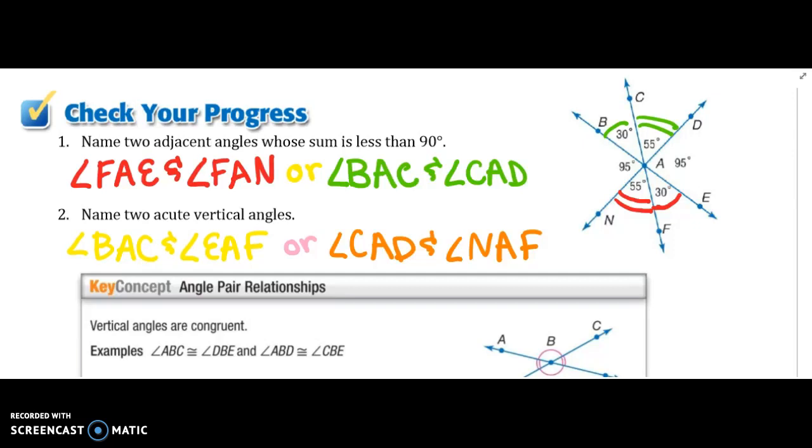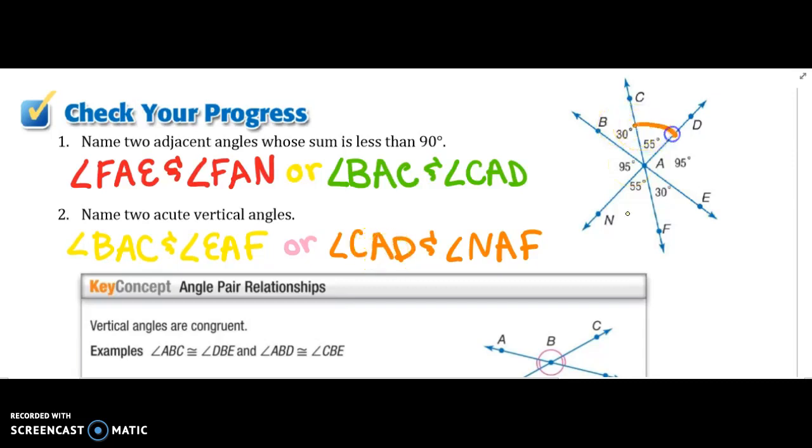You can see how important it is to be able to name angles correctly. So two adjacent angles whose sum is less than 90, you have two options, either the two red angles or the two green. You can check the way you name those. Remember, they could be named backwards, obviously. Name two acute vertical angles. So you have two different options for that because they're acute. This one doesn't work, but 95 and 95, those are vertical.